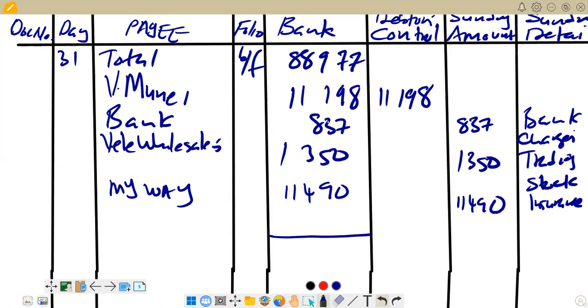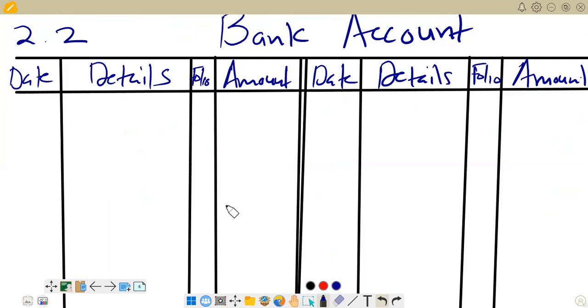Then on the payments also, we are supposed to add everything: 88,977 plus 11,198 plus 837 plus 1,350 plus 11,490. So the total that you are supposed to get there is 113,852. So this is the total for the payments. Then from there now, we are going to the next one, which is the bank account.